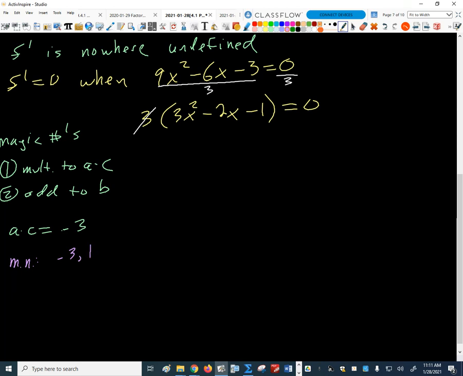So then what we do is we split b into the sum of our magic numbers. We're always just going to split that middle term, right? So we end up here then with 3x squared minus 3x plus 1x minus 1. And it doesn't matter the order you put those in. It makes no difference. It's going to work either way.